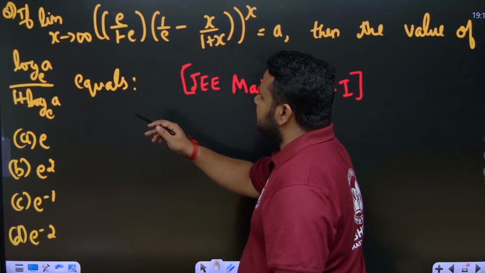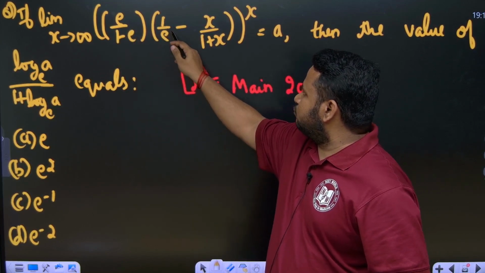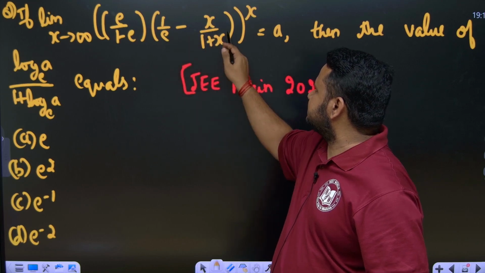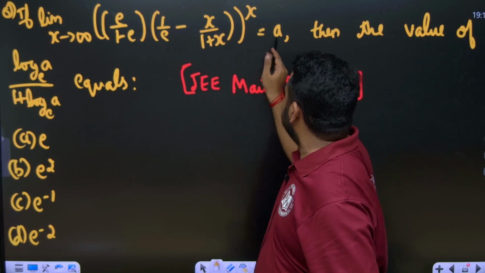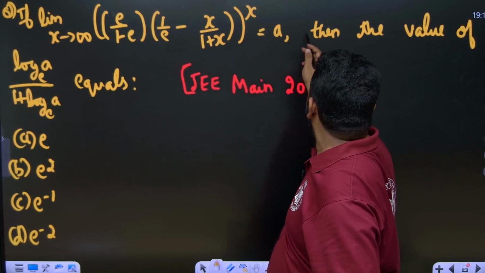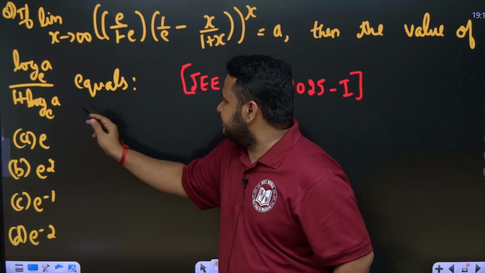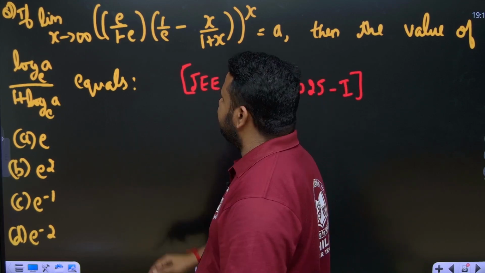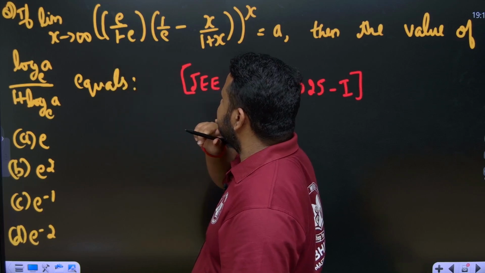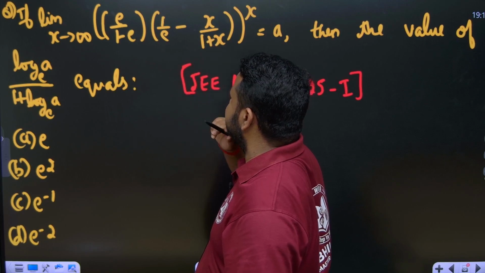So they are telling, if limit x tends to infinity, e by 1 minus e into (1 by e minus x by 1 plus x) whole to the power of x is equal to alpha, then the value of log a by e plus 1 plus log a by e equals, maybe it is alpha, whatever it is equal to. First of all, x tends to infinity they have given, first we have to check whether it is infinity by infinity form or 1 to the power of infinity form.